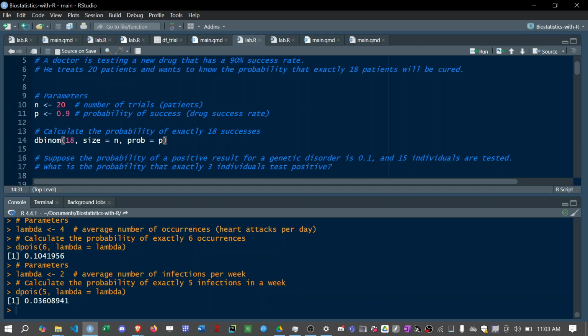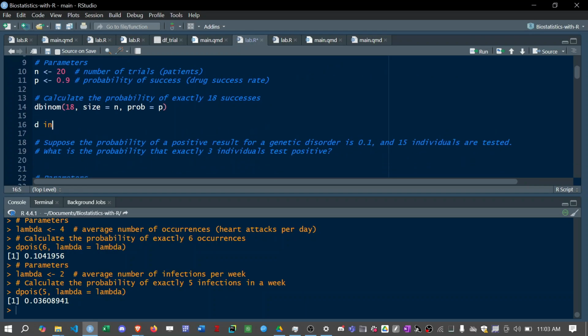The second approach is, why don't I find the probability that at least 18 patients will be cured, which is the probability that 18 patients will be cured plus the probability that 19 patients will be cured plus the probability that 20 patients will be cured. Once I find that probability, I subtract it from 1 to get the complement, the probability that less than 18 patients will be cured. So what I'm going to do now is say dbinom, or let me just copy this and bring it here, which is going to be 18, and I'll say plus here, going to be 19, plus going to be 20.